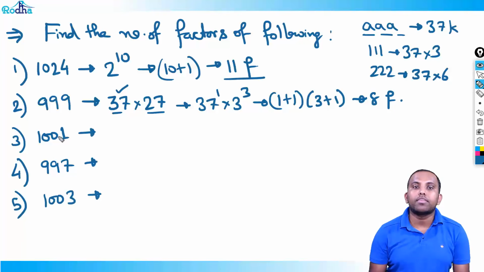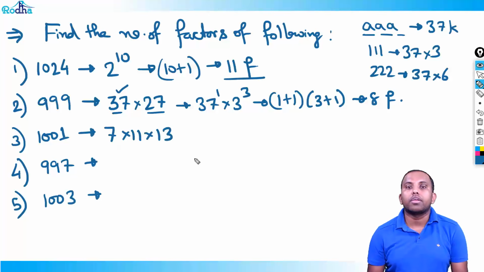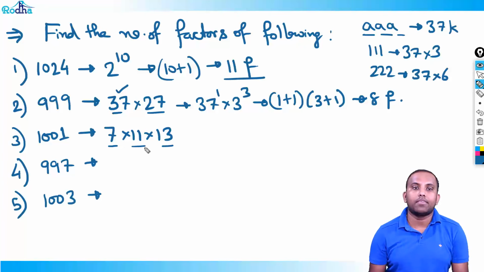Correct? 1001. What is 1001? Again, a very important number in finding remainders and all. You'll see all these numbers being used many times. So you should remember 1001 is what? It is 7 into 11 into 13. Okay. So the product of these three consecutive prime numbers, 7 into 11 into 13.